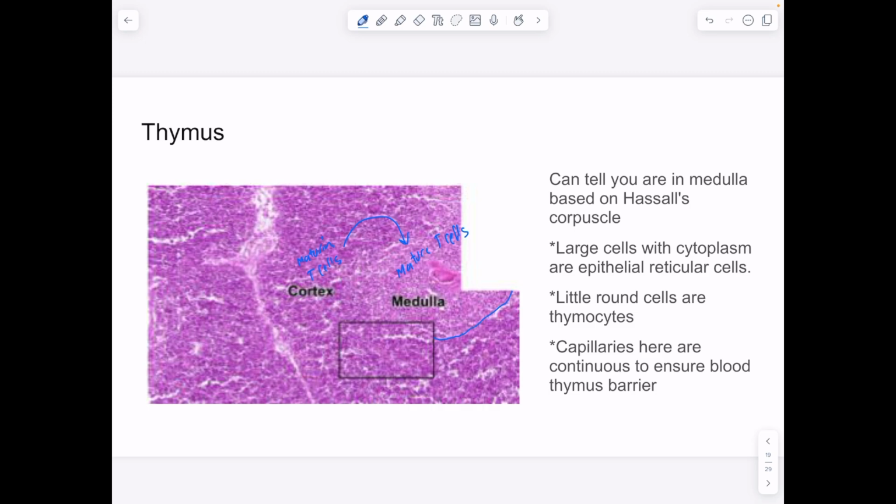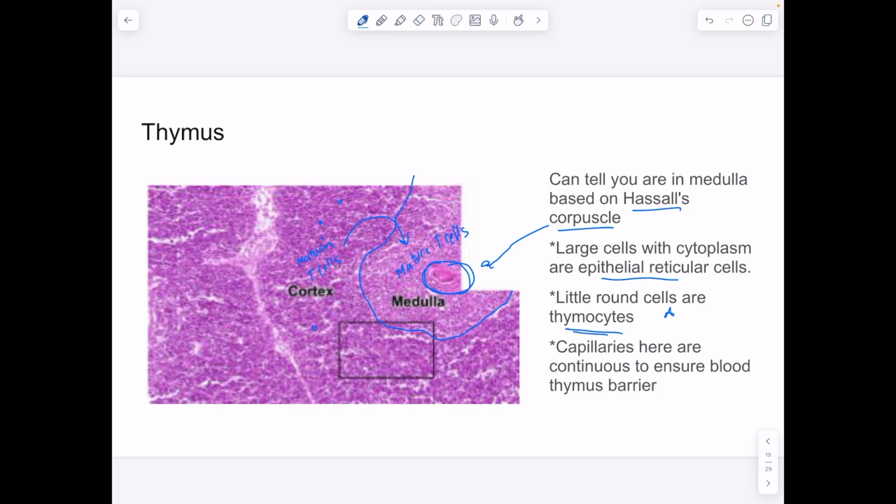Well, you can see a little bit of difference in the staining here, but the big one is these guys right here, which are the Hassall's corpuscles, and we were told that these are epithelial reticular cells of some sort. We don't really know what the function is at this point. They have some sort of function, but we just don't know what, just what we were told in class. And another thing to know, the tiny little round cells we see in the cortex are thymocytes, T cells that are maturing.